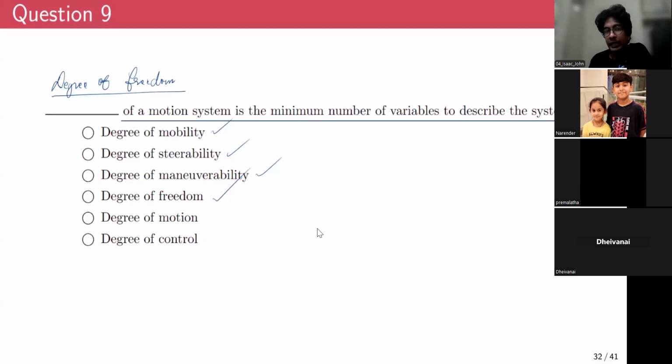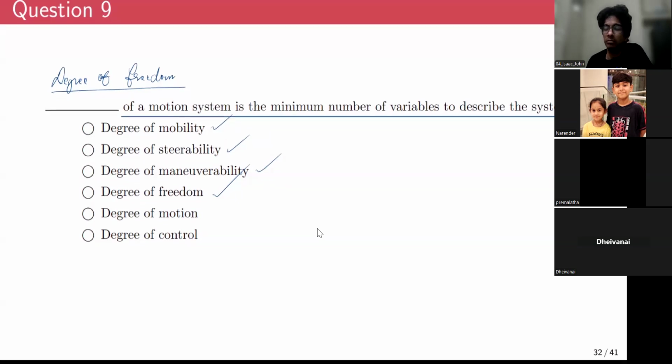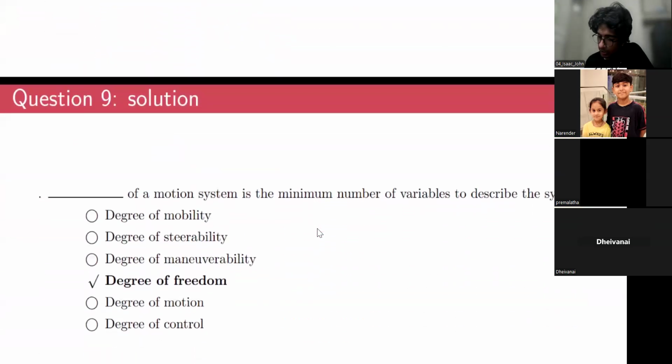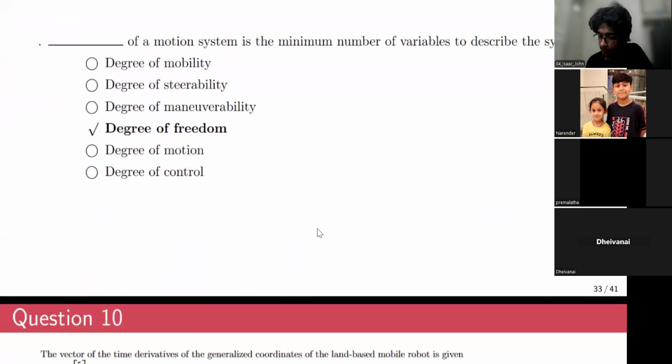But I can understand it's probably a bit difficult at the beginning to distinguish between these various degree terms: degree of mobility, steerability, maneuverability. But there is no escape from it apart from learning the key definitions. Because these sort of questions you can for sure get during the weekly quizzes. But once you familiarize yourself with these definitions, it's not a big deal. Okay, so the answer is indeed degree of freedom.